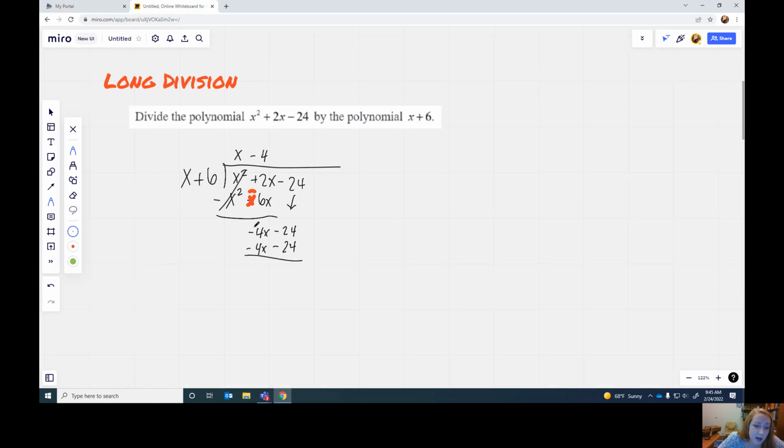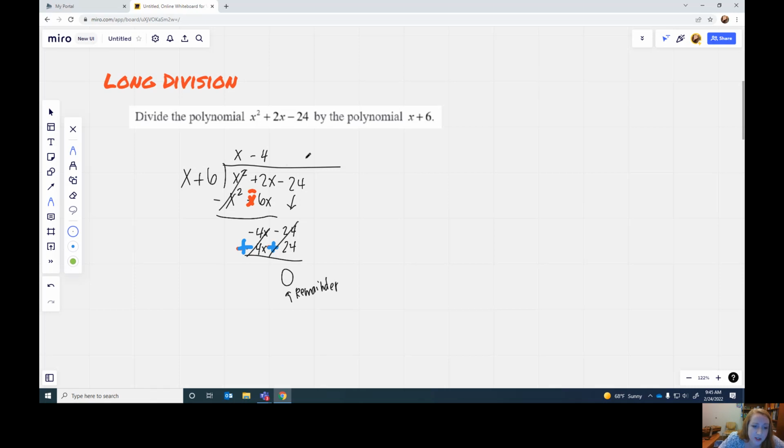Okay. Now we're subtracting both pieces. We have a double negative and then another double negative. So if you have a negative, it's going to change it to a positive. We're just sort of distributing the negative, or flipping the sign here. Negative 4x plus 4x, that cancels out. Negative 24 plus 24, that cancels out as well. Remainder is 0. So this number is your remainder.